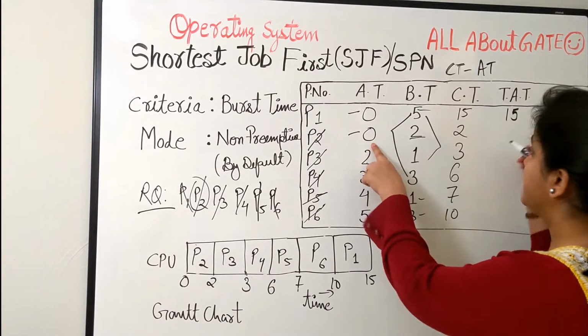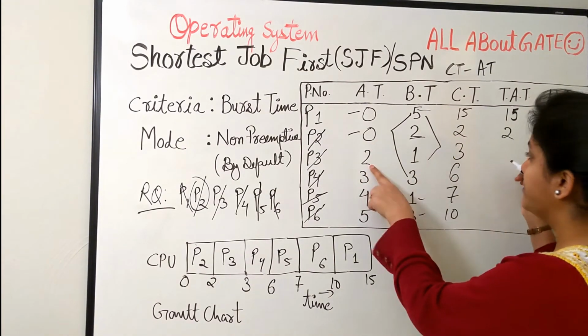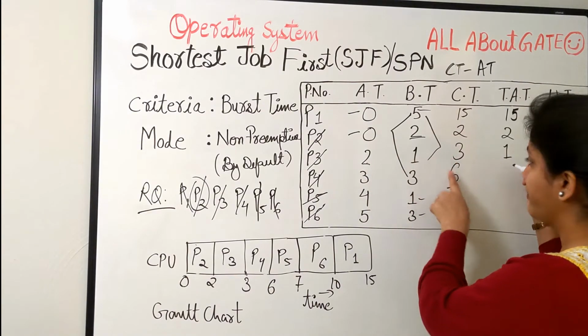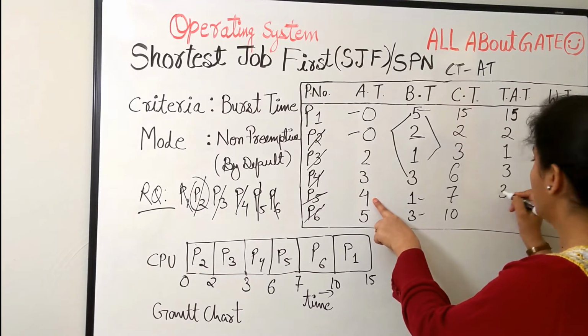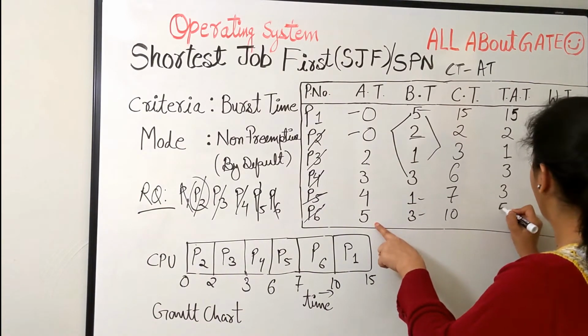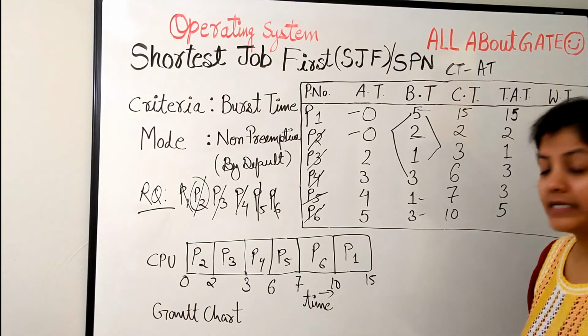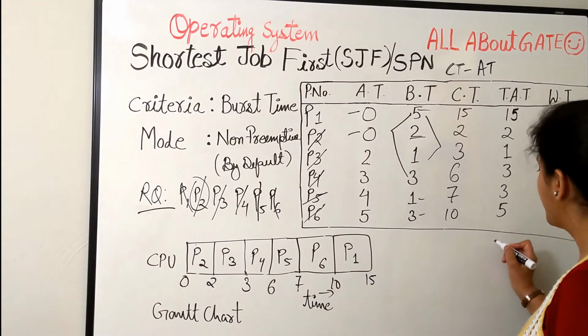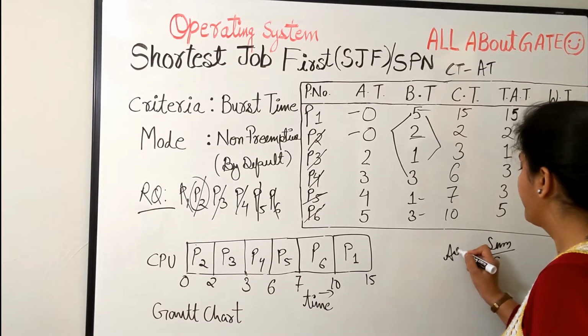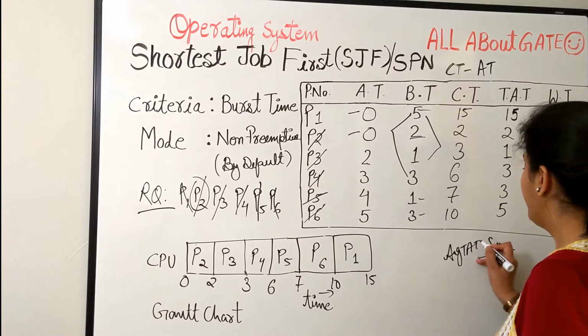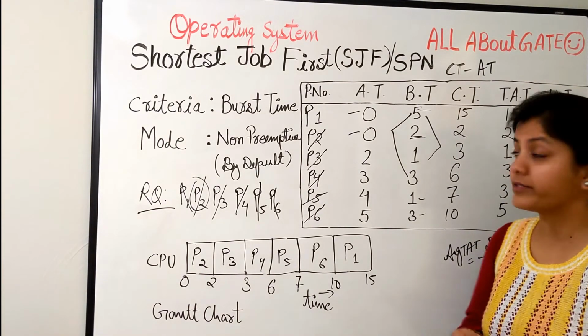Now 2 minus 0, that is 2. 3 minus 2, that is 1. It had to wait for nothing. 6 minus 3, 3. 7 minus 4, 3. 10 minus 5, 5. This is how we get the turnaround time, and by taking its summation and dividing by 6, you can find out the average turnaround time. The value you can find out easily by yourself, right?